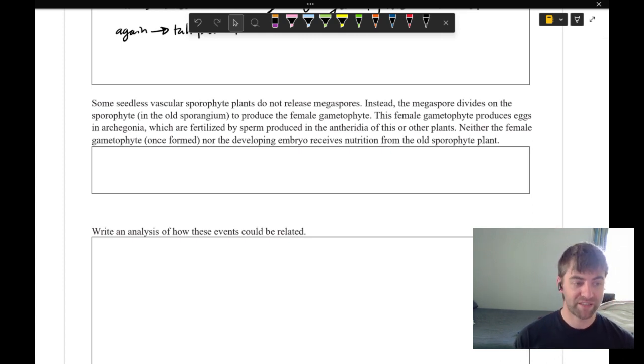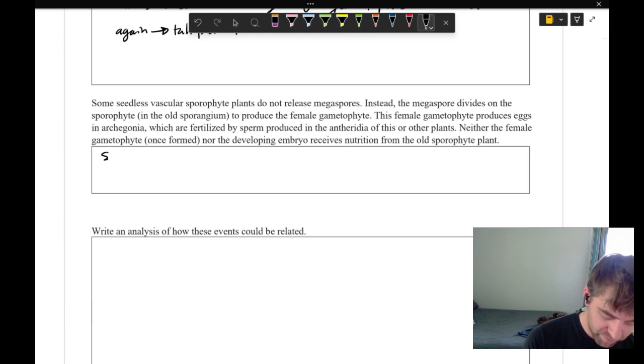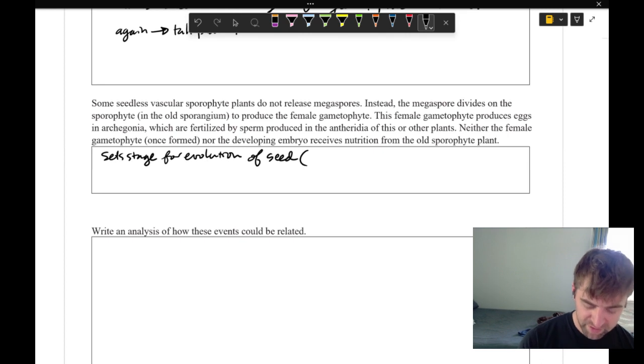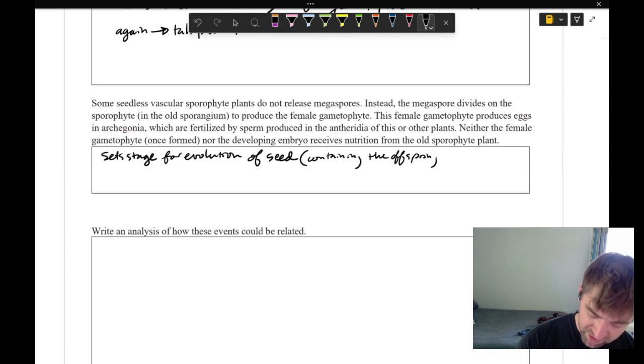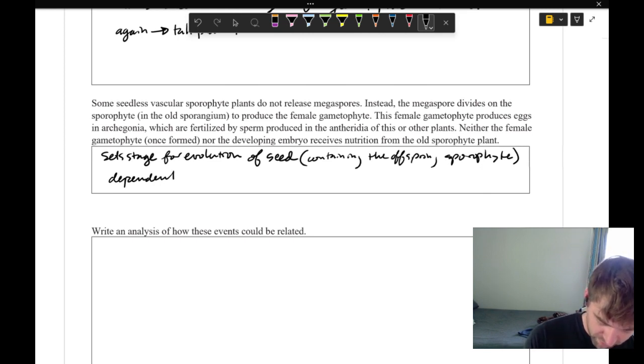This sets the stage for the evolution of a seed containing the offspring sporophyte that was dependent on the parent sporophyte plant.